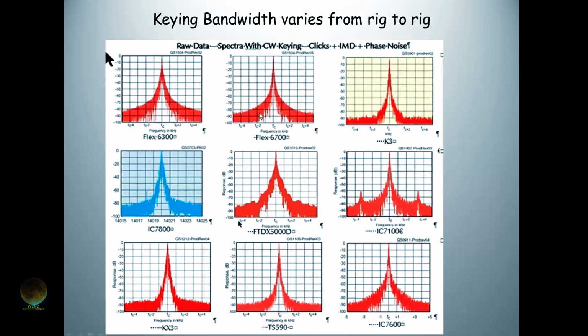QST publishes these sorts of things. What's the CW keying shape? So this was from ARRL. Look at the varieties of key. Now, when they do this test, they do it at like 60 words a minute. I thought, I don't care what it's like at 60 words a minute. I care, what does it look like at 20 words a minute? But fascinating how some rigs have cleaner CW.